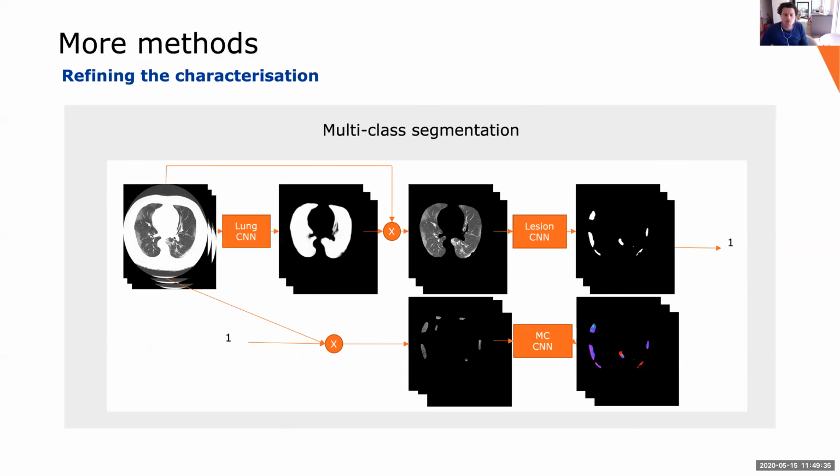So we applied more methods. I'm only showing you a couple of them because actually it's quite impressive. We were over 20 full-time researchers on this. And so I think there are more than 20 networks that were implemented. But we decided to continue on the binary segmentation and refine that to a multi-class segmentation. So that's what's shown here. First the lung segmentation, then binary segmentation, and that mask is used to then identify patterns.